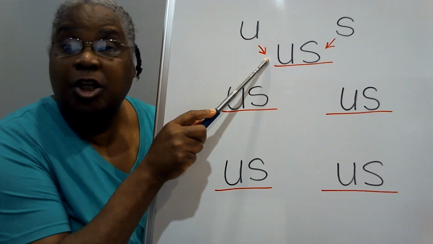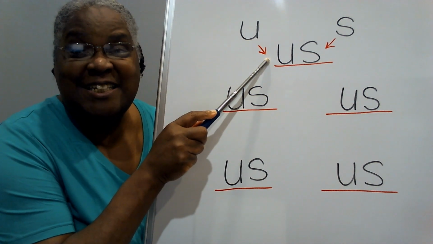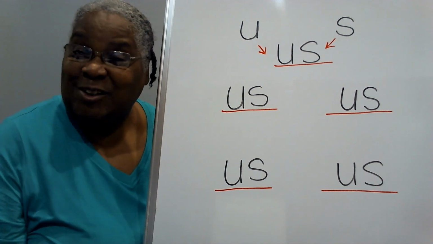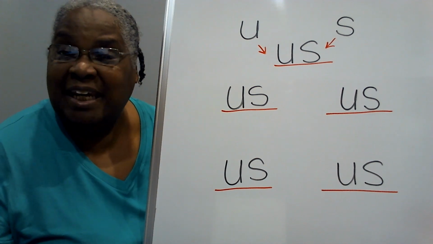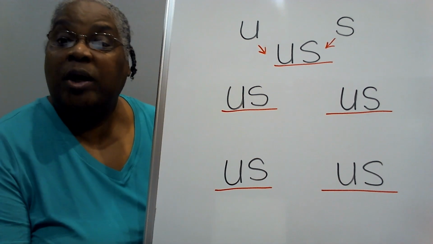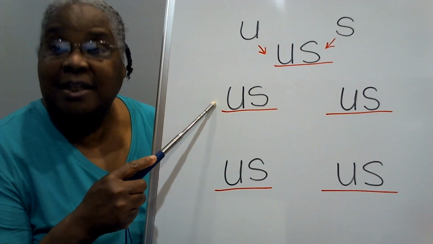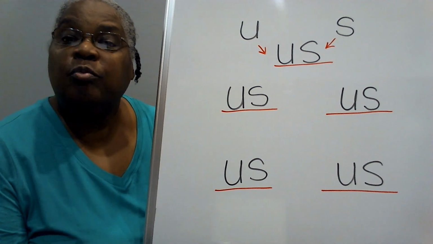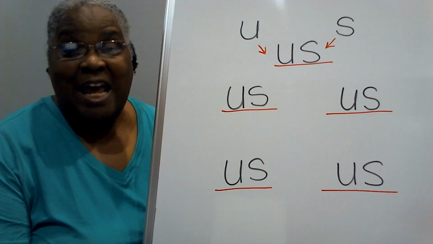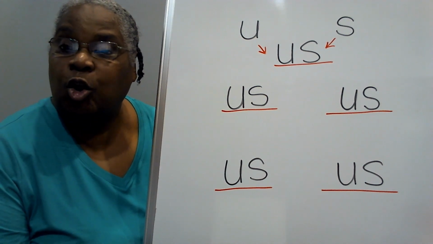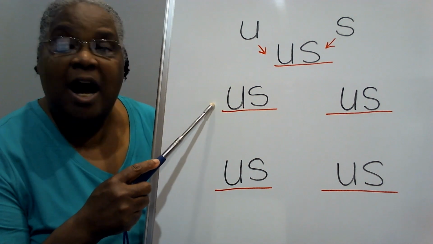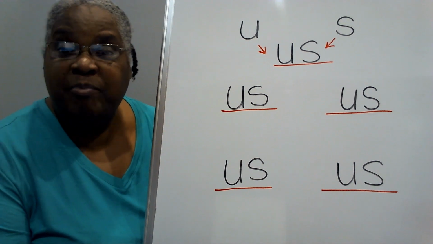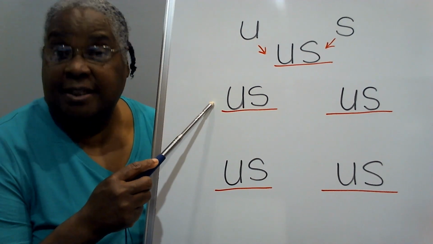US. The blend US that we formed here is a standalone word. What is a standalone word? A standalone word is a word that has its own meaning in and of itself. One of the meanings of the word us is I and the rest of the group that includes me. Not all blends form standalone words like the blend us does. However, in this lesson, we will only form new words from the standalone word us.